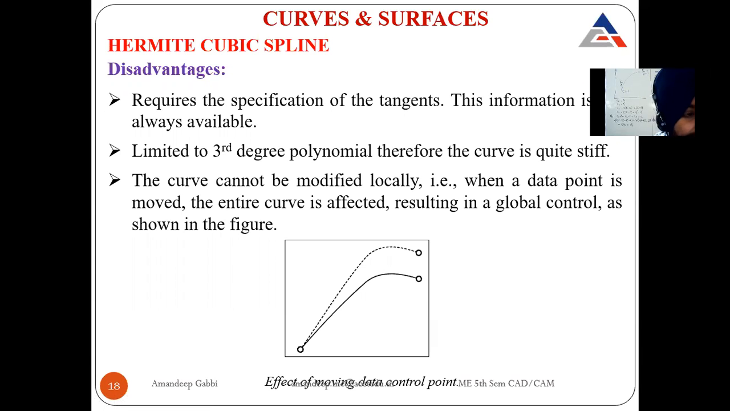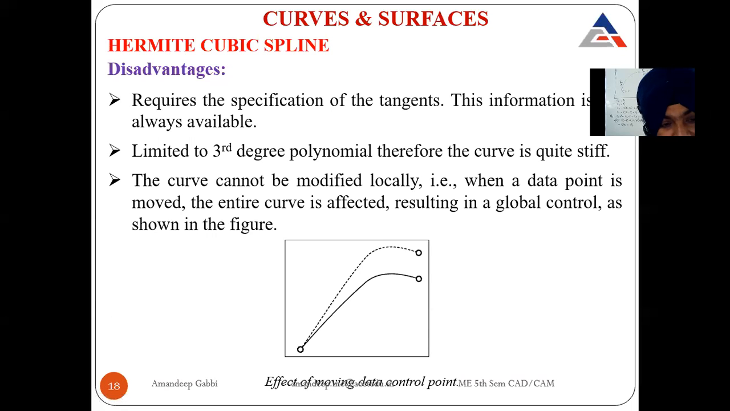Some disadvantages of cubic spline. It requires a specification of tangents. This information is not always available. There is a requirement of 2 tangents also, and those tangents are not available all the time, so you have to calculate these values. It is limited to 3-degree polynomial. Only a 3-degree polynomial can be generated, or only 2 points can be used to generate a curve. So a curve with a higher degree of polynomial cannot be generated with the help of this Hermite cubic.